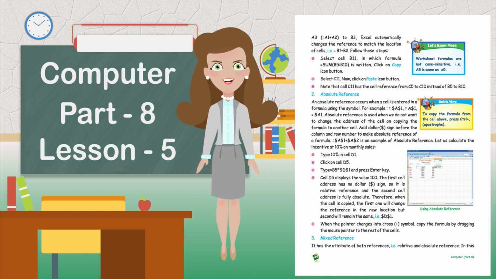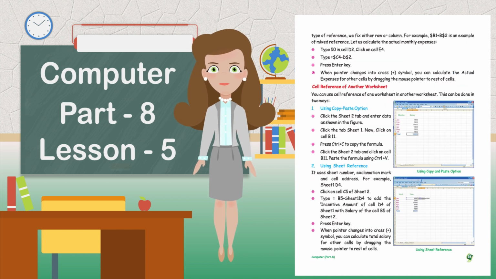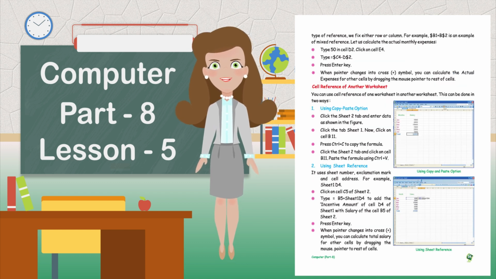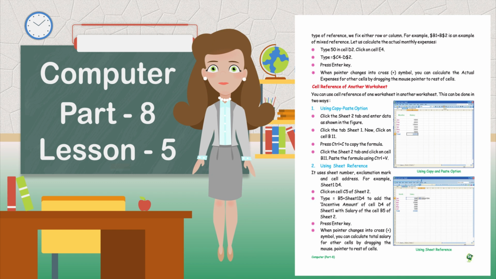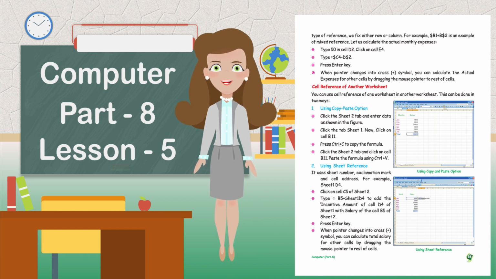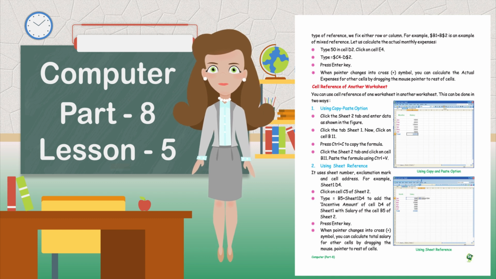Third, mixed reference. It has the attributes of both references, that is relative and absolute reference. In this type of reference, we fix either the row or the column. For example, $B1+$B$2 is an example of mixed reference.